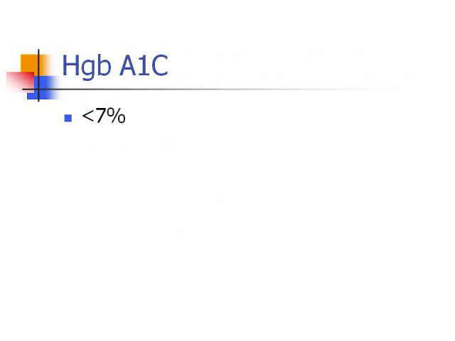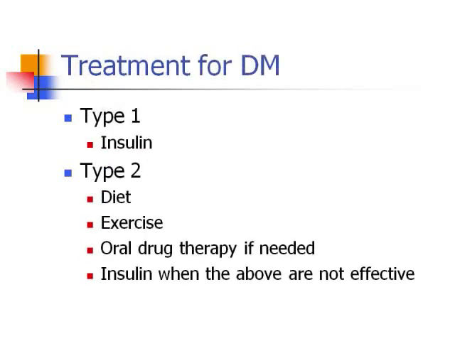The other blood level that we follow is the hemoglobin A1C, and that tells us how they have been doing with their blood glucose control over the last month or so. We want it to be less than 7%. That means less than 7% of the hemoglobins have glucose connected with them.